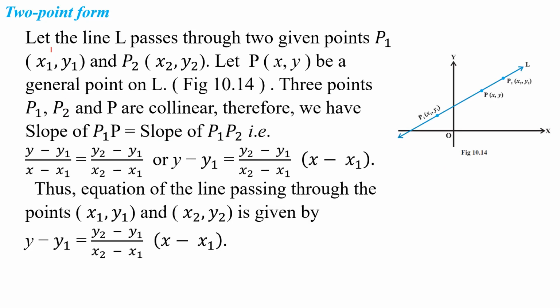Right. Now let us discuss the next type of form of a line. 2-point form. This is another form of a line. Let the line L pass through two given points P1 ordered pair x1 comma y1 and P2 ordered pair x2 comma y2. Okay, my children, observe this figure, my children. Here on this line, 2 points P1 x1 comma y1, here P2 x2 comma y2. These are given on the line L. 3 points P1, P2 and P are collinear.